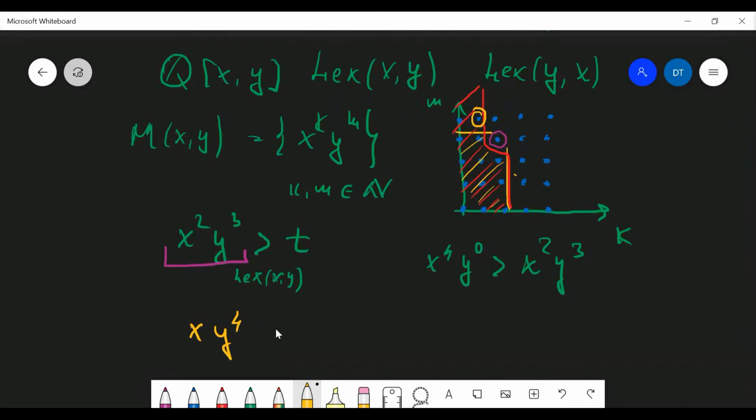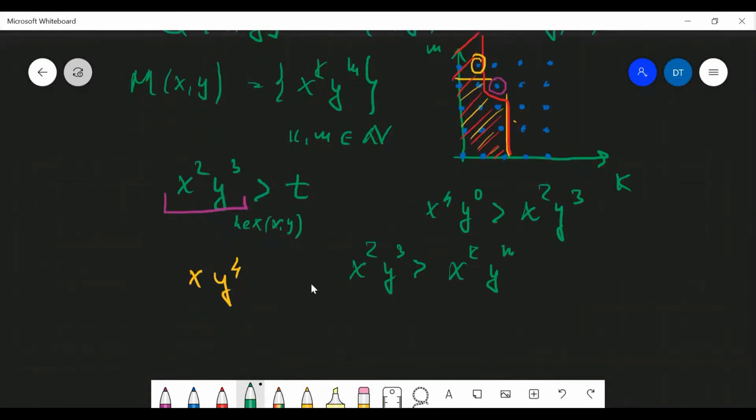Again, could you just repeat? So we have two cases. The first one: if the power of x is less than 2, then we don't mind the power of y. So the first case, when the second monomial is smaller than the first one, is when the power of x is strictly smaller than 2. Then m could be any integer.